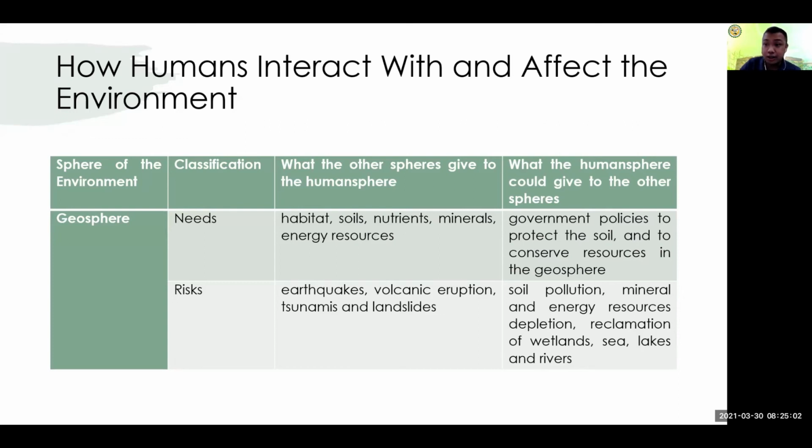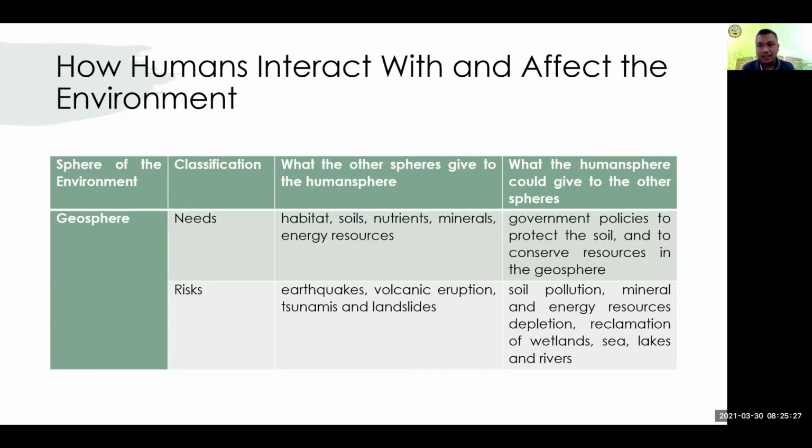So let's start with the geosphere. In terms of needs, your geosphere provides habitat, soils, nutrients, minerals, and energy resources to the human sphere. In return, humans can actually provide government policies to protect the soil and to conserve resources in the geosphere.